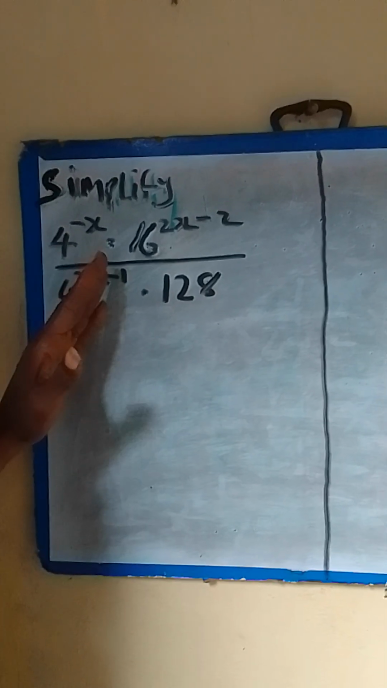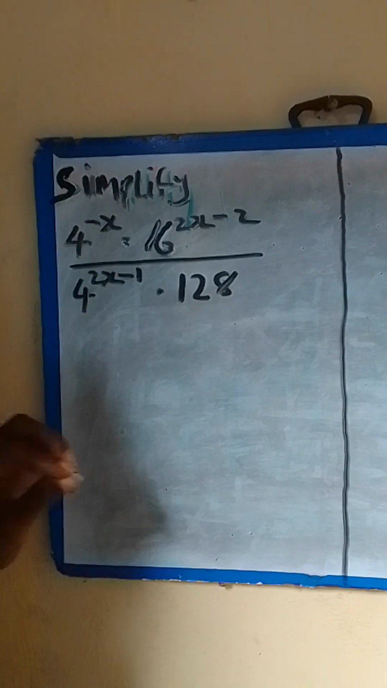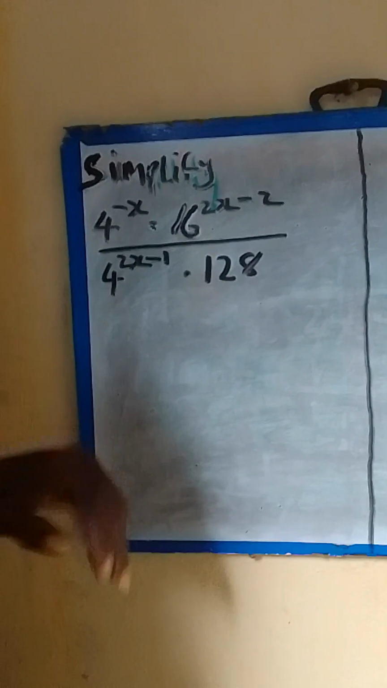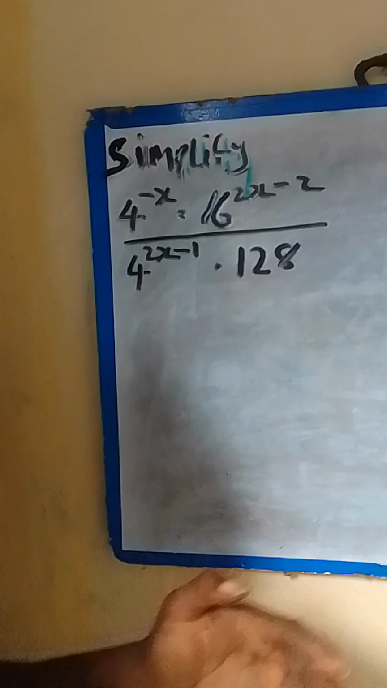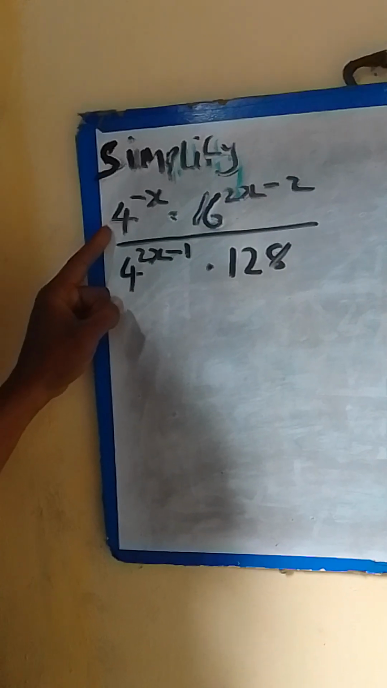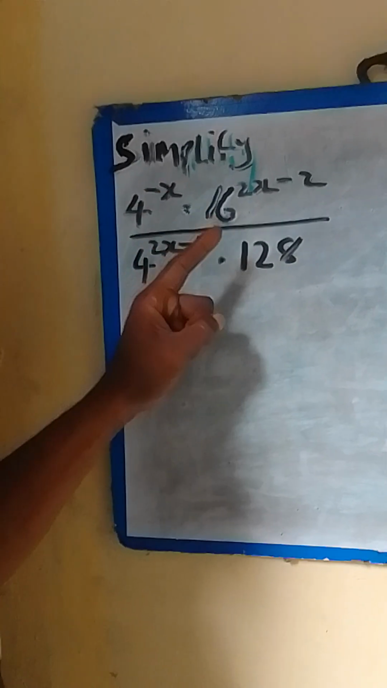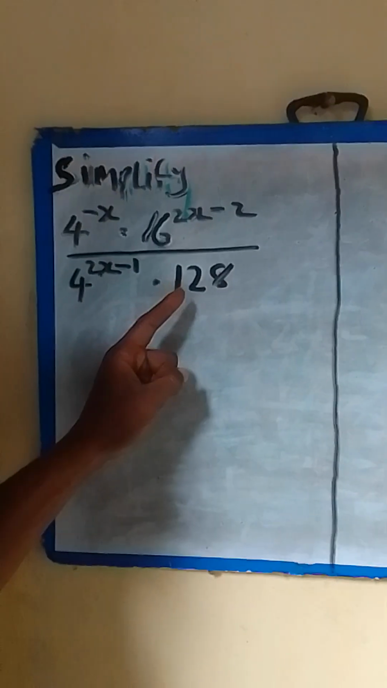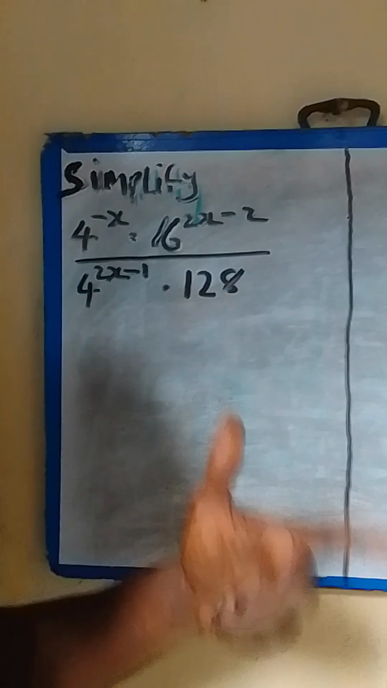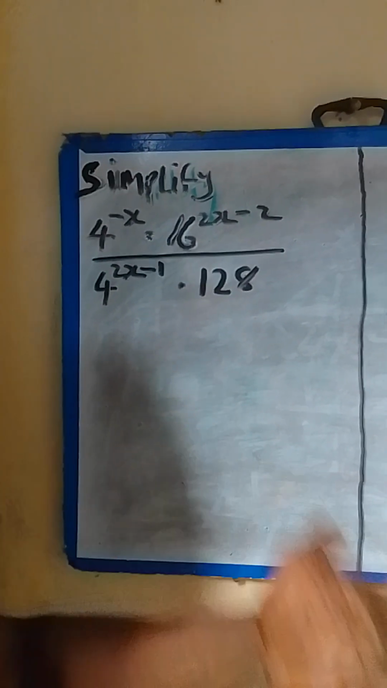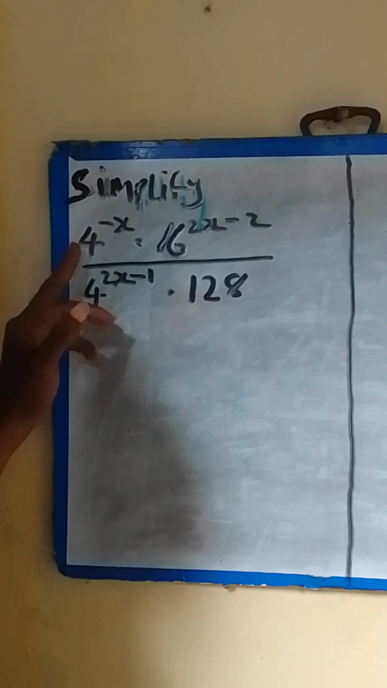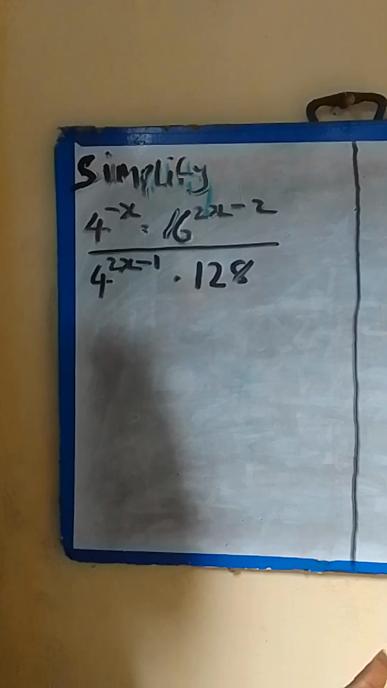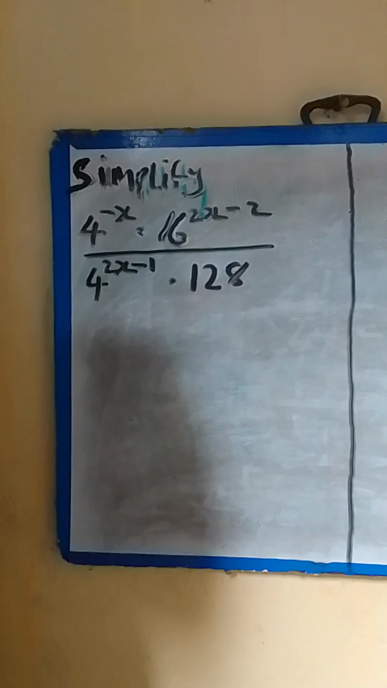When you are facing such a problem, what you need to do is look for a number that, when you multiply it by itself a number of times, will give you this base 4, and also give you this base 16, this base 4, and this base 128. If there's any number that you can multiply by itself a number of times to give you all these bases, that is a better, easy way.